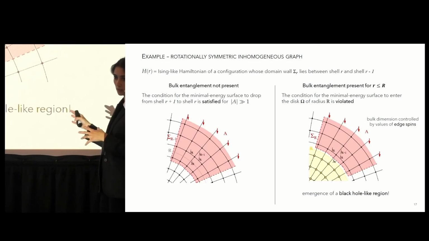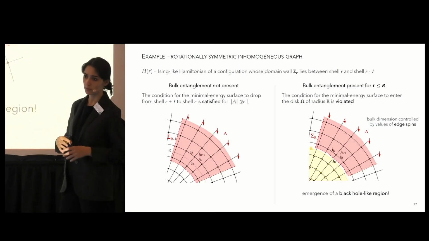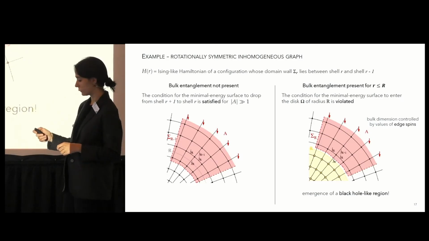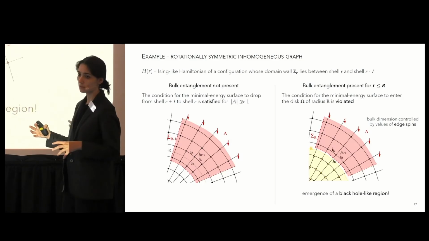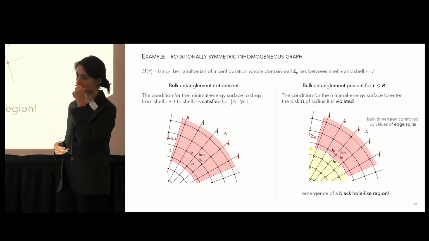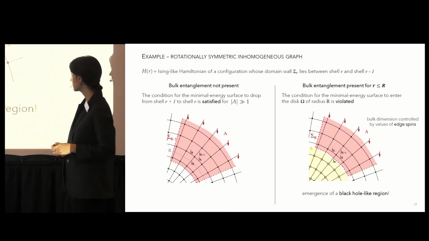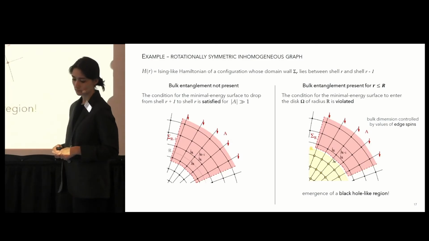But in both cases, by increasing the dimension of the bulk, assuming that the bulk is in a random pure state, so that we have entanglement in that region, this is what triggers this black hole effect. Okay, any more questions?